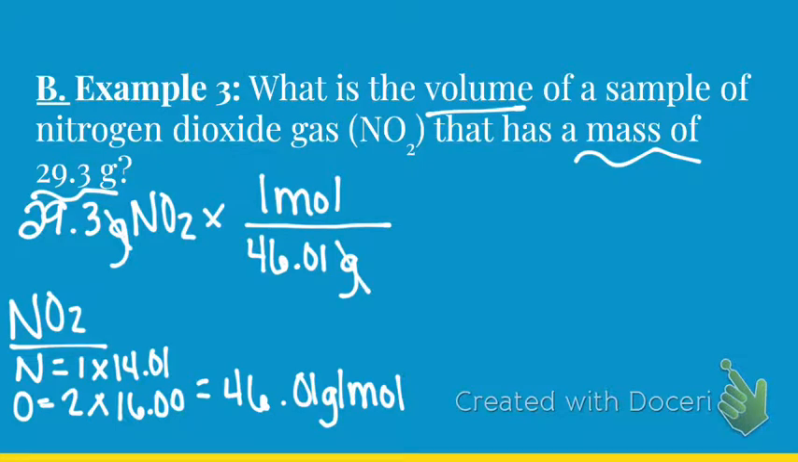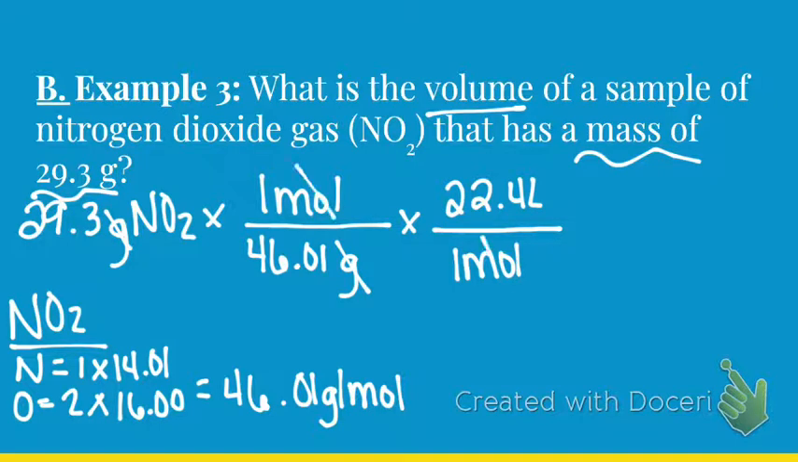Now we need to get to volume. Volume is liters. If you take a look at your roadmap, the only way you can go from moles to liters is to use that molar volume conversion. That's the 22.4 liters per mole. I'm currently at moles, so 1 mole will go in the bottom, and 22.4 liters will go in the top. I can see that all my units cancel out, and I'm at the unit it wants me to solve for.